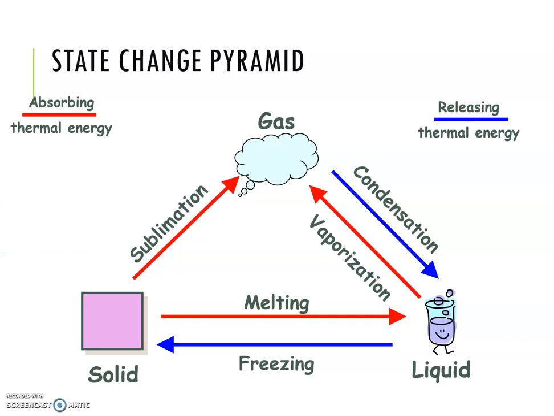And let's add this one in. Sometimes solids can go directly to a gas, and we call that sublimation. So sublimation, there's a few compounds that do that. Dry ice is one. So solid carbon dioxide goes directly from a solid to a gas. Iodine also does that. The opposite, which isn't as common, from a gas to a solid, is called deposition.